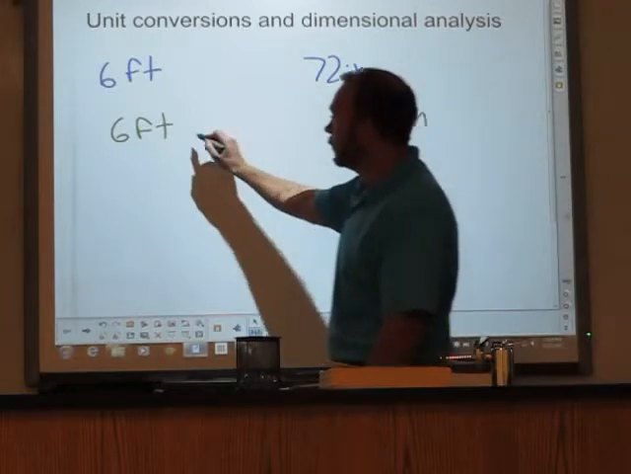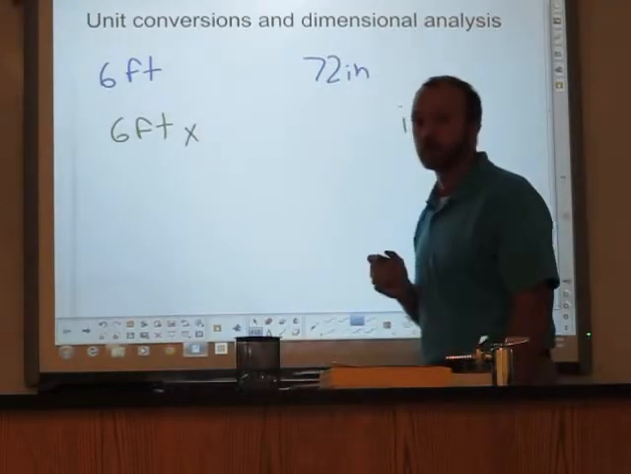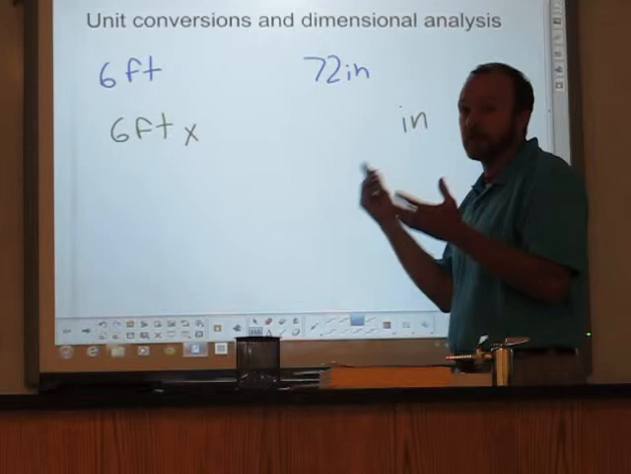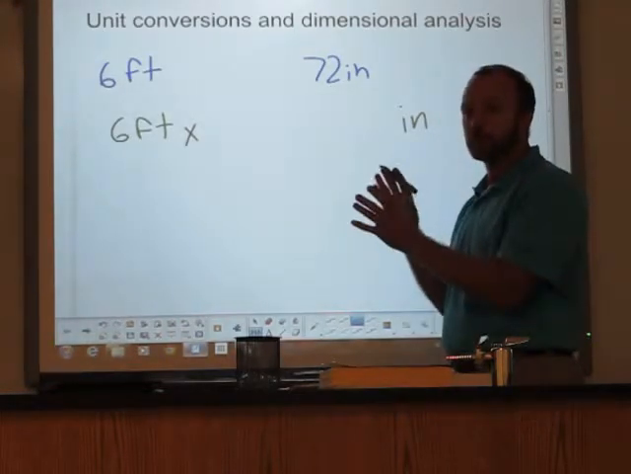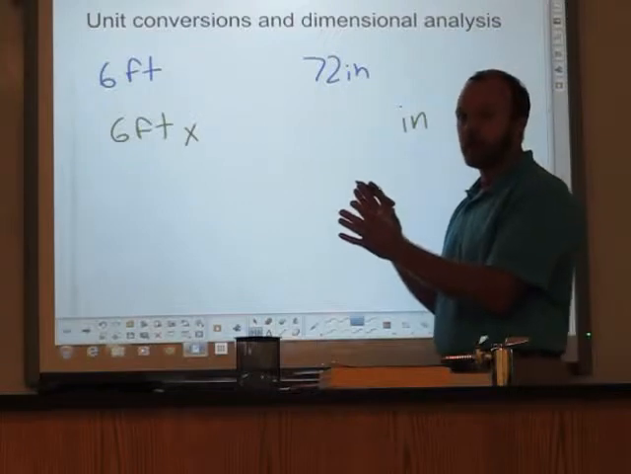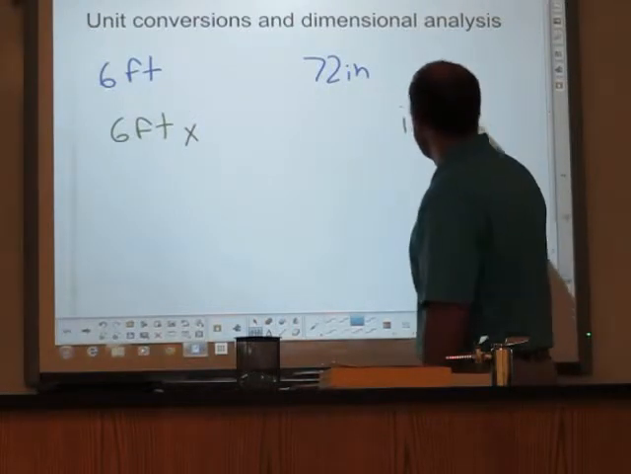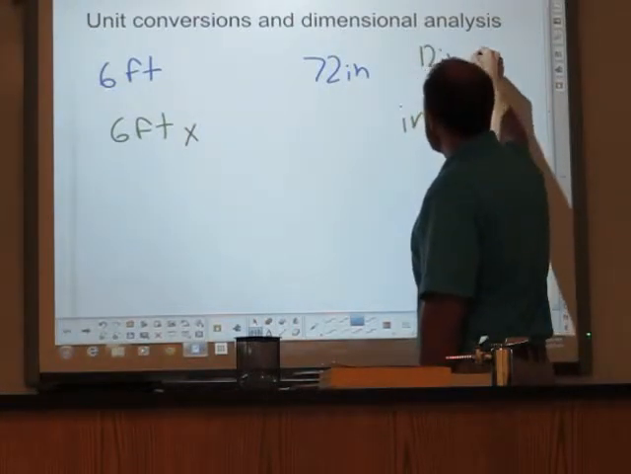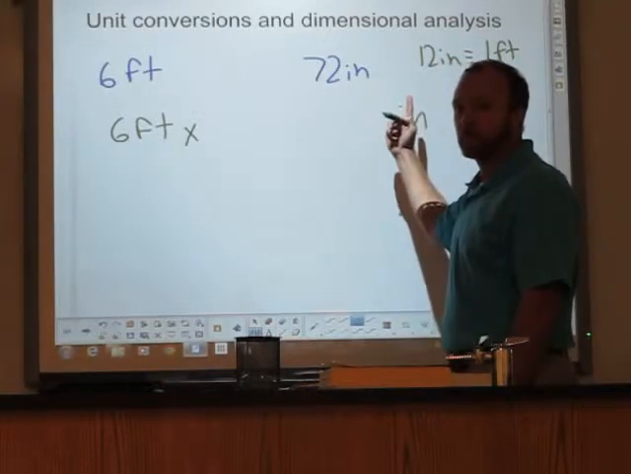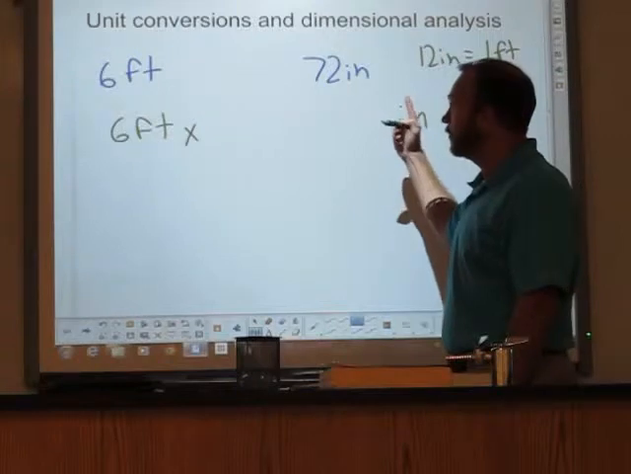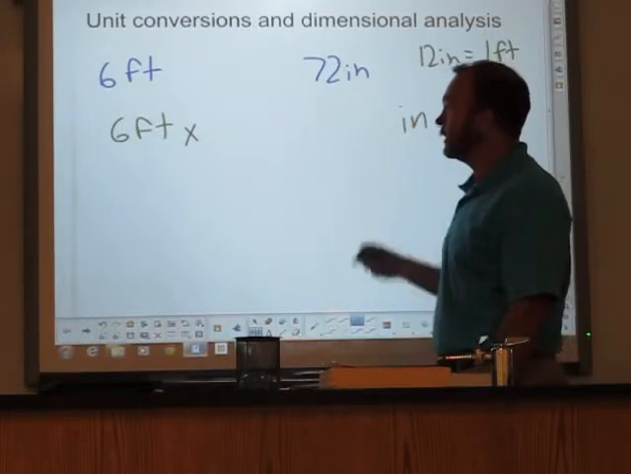To do that, we're going to multiply by what we call a conversion factor. A factor is anything you multiply by. And we get conversion factors by taking two things that are equal and making them into a fraction. You should all know that 12 inches is equal to 1 foot. So we have two things that are equal. We can make that a fraction so that the dimensions, the units, cancel.